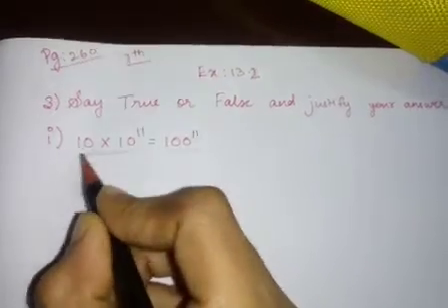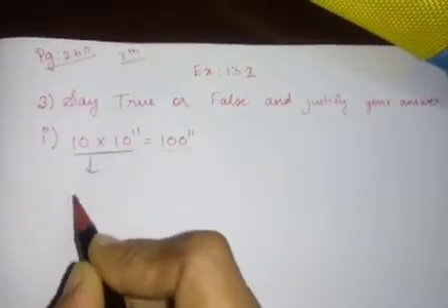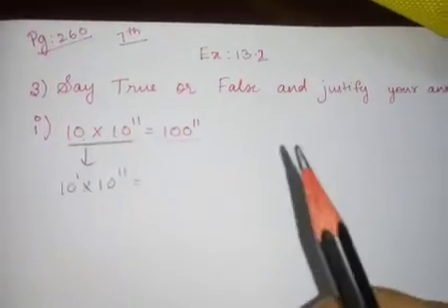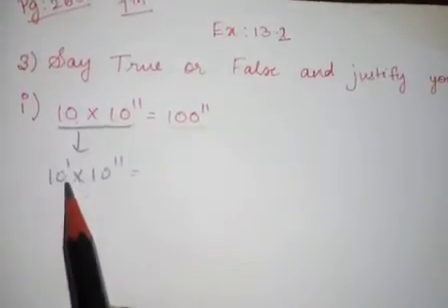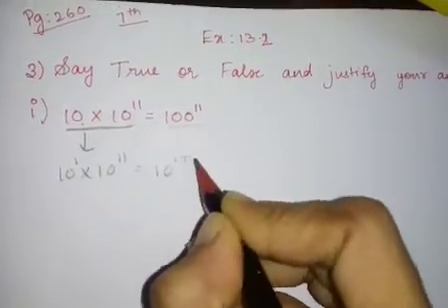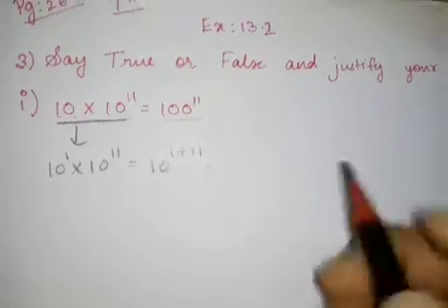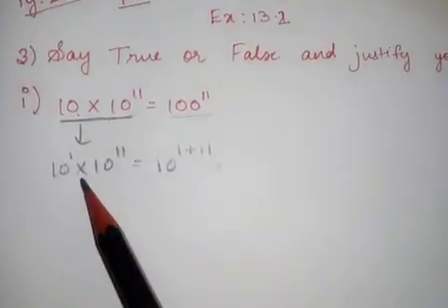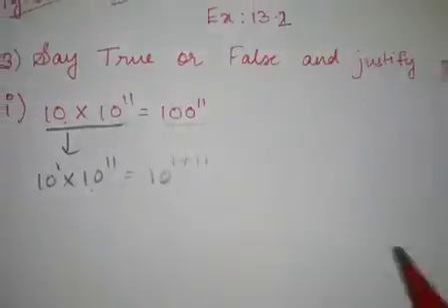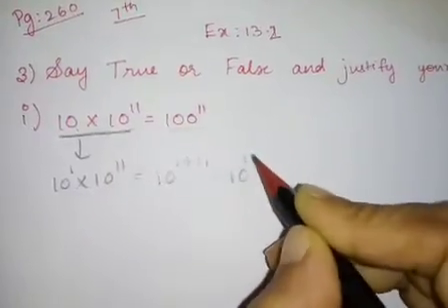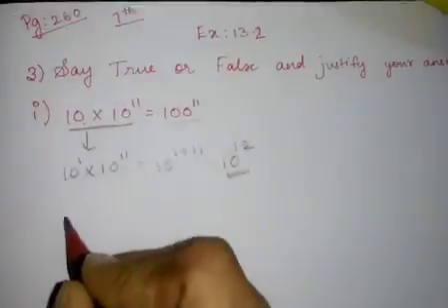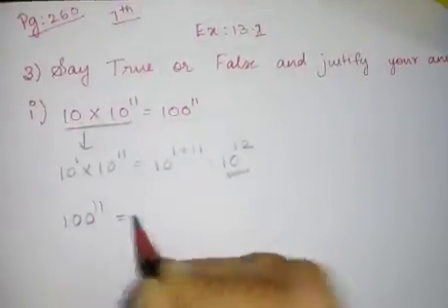Okay, first I'll take this one. 10 into 10 power 11, right? 10 means what? 10 power 1, right? So 10 power 1 into 10 power 11 means 10 power 1 plus 11. Yes, by the law of exponents, when you are doing a product and the same base is there, you will add your powers, 1 plus 11. So 10 power 1 plus 11 is 12. So what is the answer getting? 10 power 12.